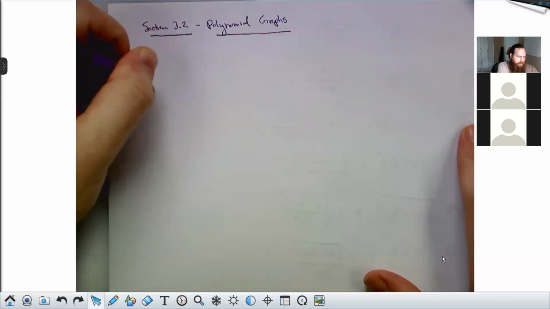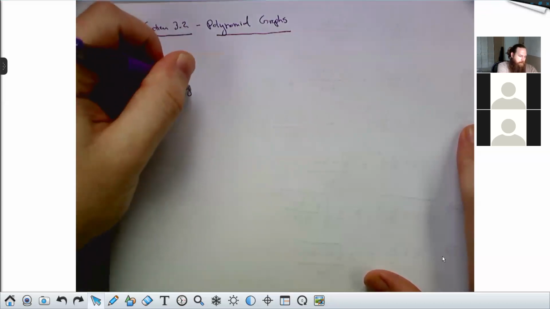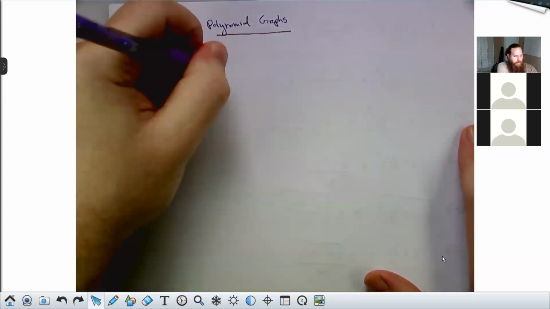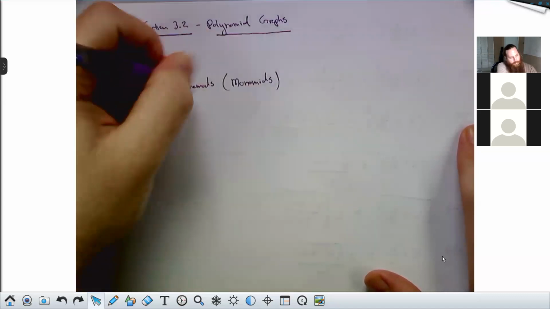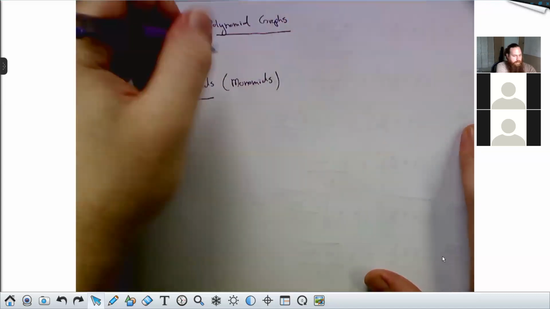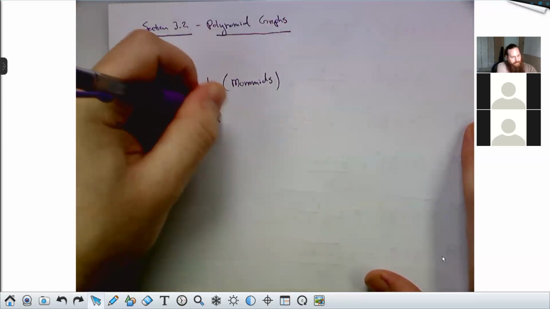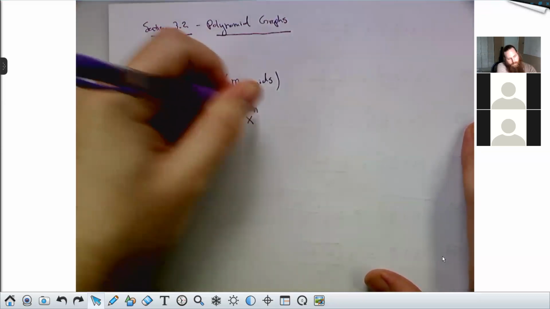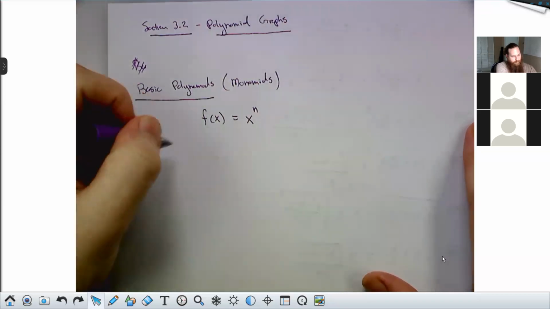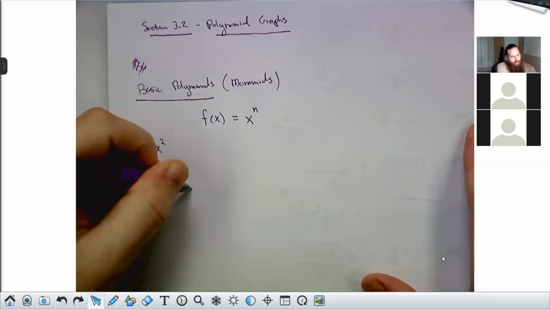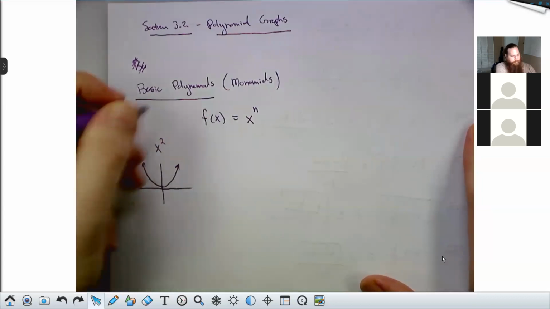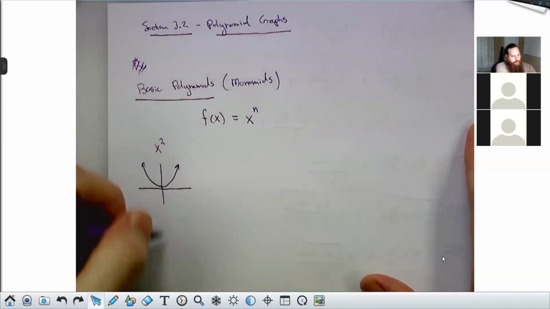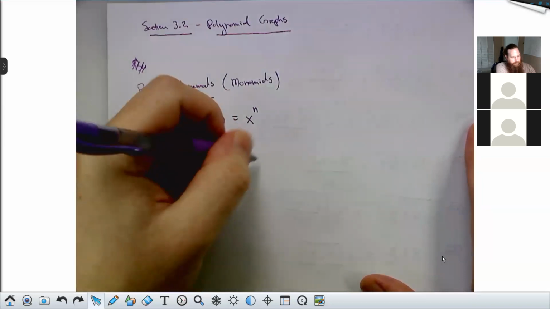First, basic polynomials. These are monomials. Functions like x to the n. You know what x squared looks like. You know what x cubed looks like. Do it here.